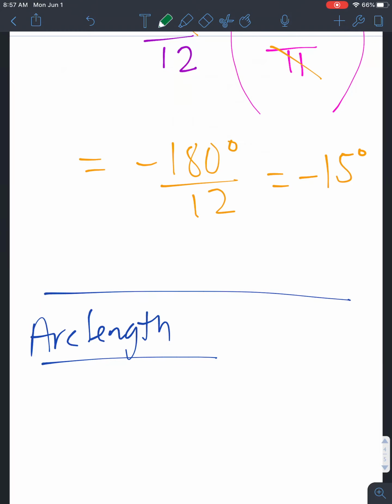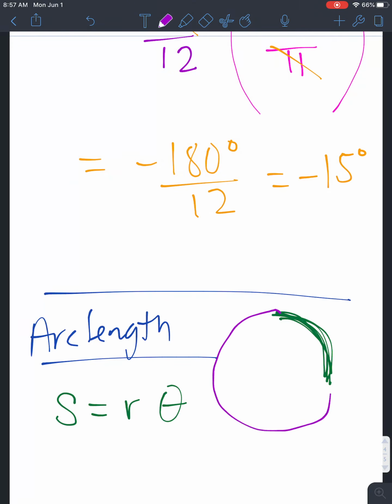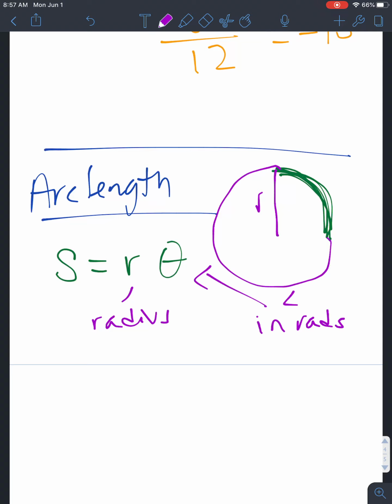Now an arc length is just like a piece of a circle. That's all an arc length is, one small piece of a circle. And arc length we call S, and it's equal to r theta, where r, if this is part of a bigger circle, is your radius, and theta is your angle, usually in radians. So that's your arc length formula. You multiply your radius times your radians.